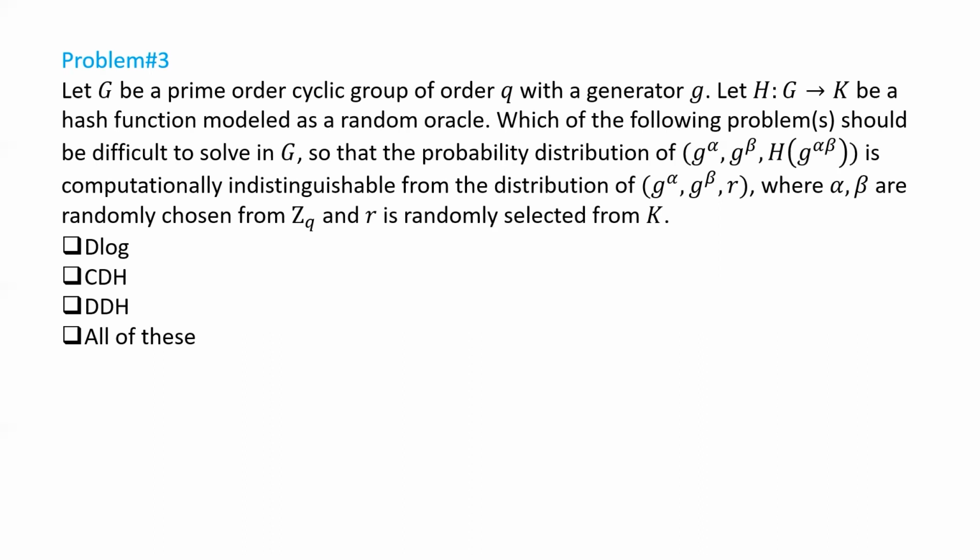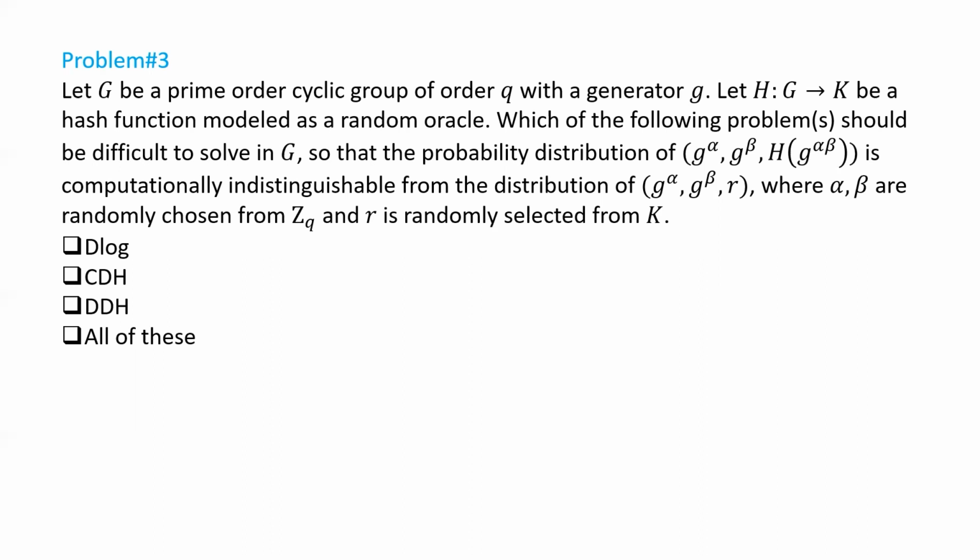Now the hash of g to the power alpha beta will not be indistinguishable anymore from any random element R. The adversary is able to compute h of g to the power alpha beta. So in order to maintain the indistinguishability, we need the discrete log problem to be hard to solve.